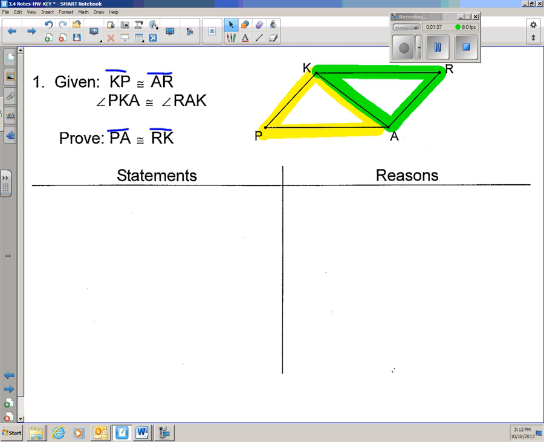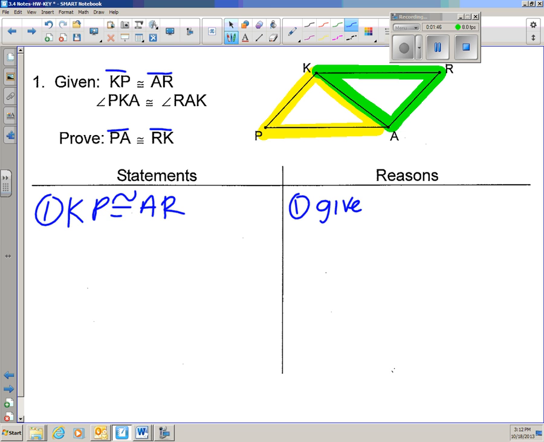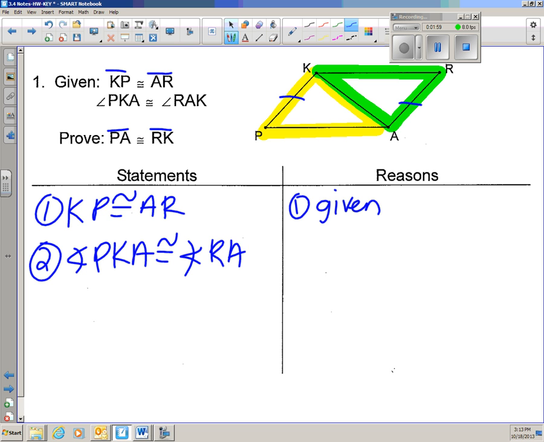So let's see what we can start off with. We know that KP and AR are congruent. We're going to write it in the proof. We know that it's given, and then we're going to mark it in the proof. So KP is here and AR is here. You also know that angle PKA is congruent to angle RAK. That's given as well. Remember, PKA we said was this angle right here. RAK is that angle right there.